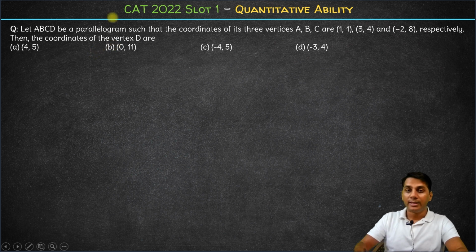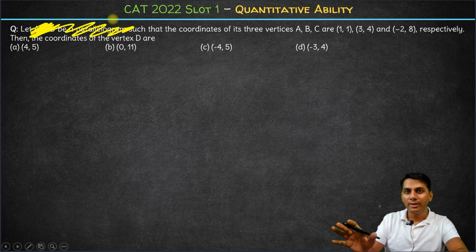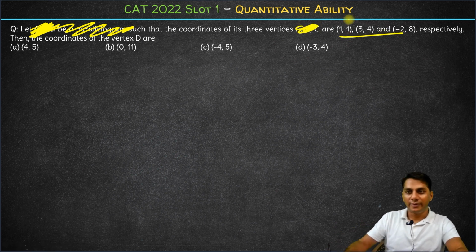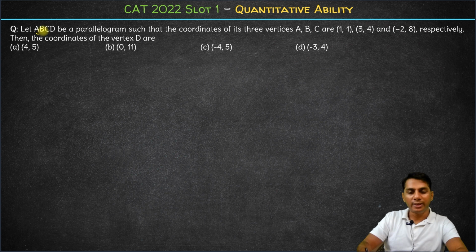Now here, since we are already given that ABCD is a parallelogram, that means vertex A is adjacent to B, which is adjacent to C, which is adjacent to D. If we were not given that ABCD is a parallelogram, if we were simply given that the three vertices of a parallelogram are this, then I would not have known which two are adjacent. Then we would have had to make cases, but we won't have to do it here because we know A is adjacent to B, which is adjacent to C, which is adjacent to D.